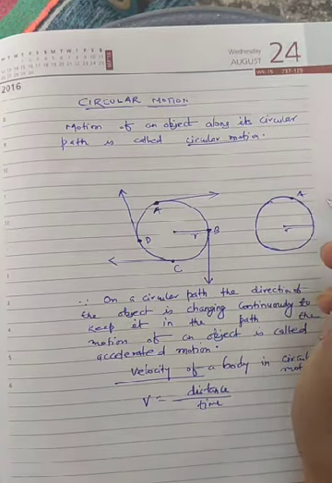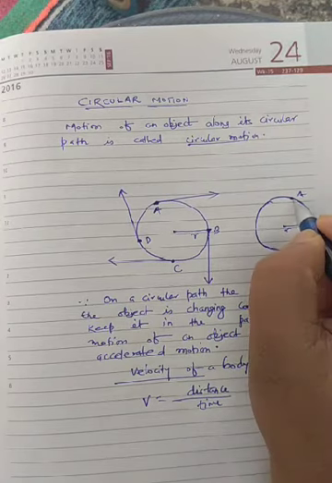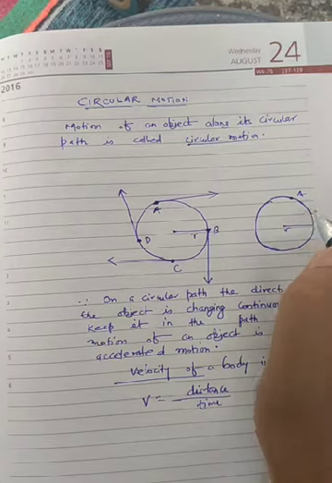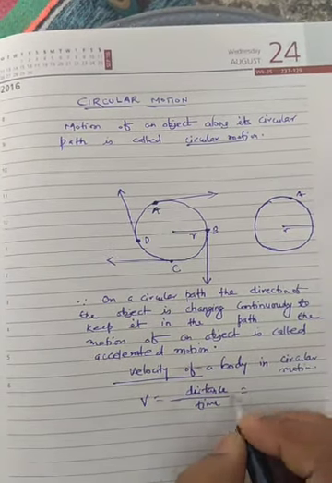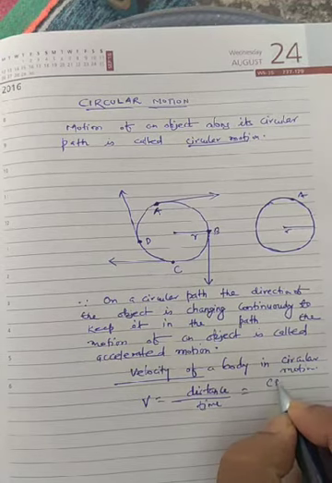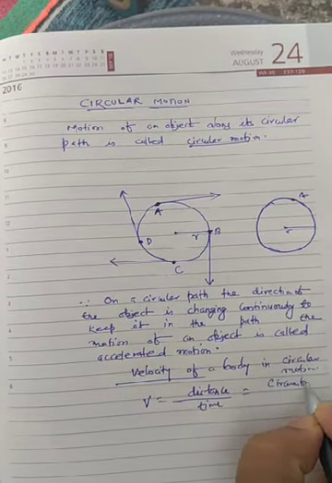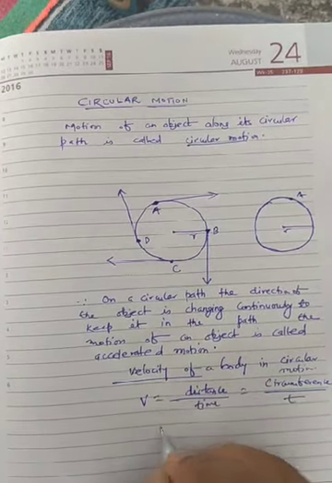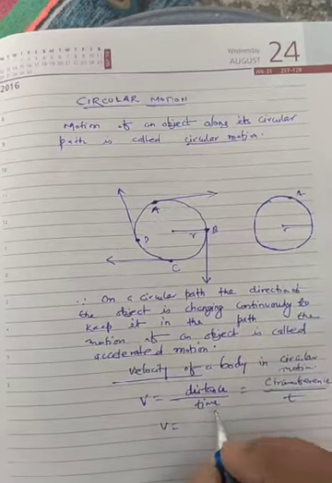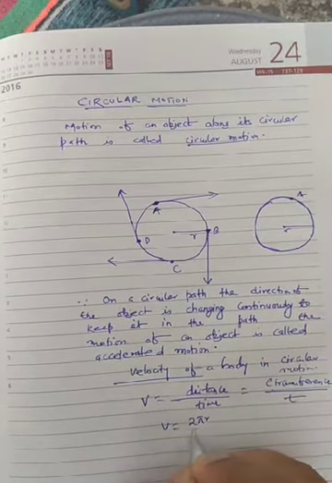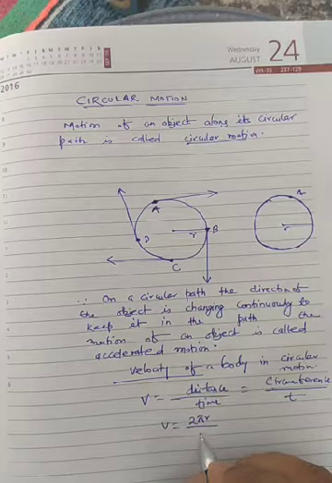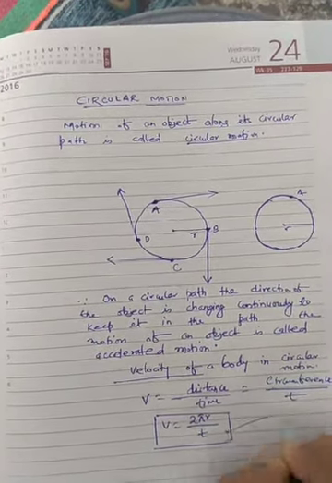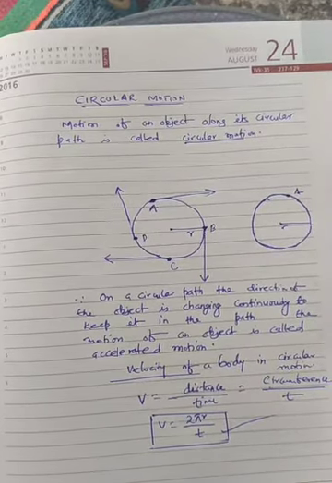It means completing one rotation. So completing one rotation means what? Covering the circumference of the circle. So that's the distance. So in place of distance, we write circumference by time. So V equal to, what is the circumference of a circle? What is the formula? We write 2 pi r by time. Time is t. So this is the velocity of a body in a circular path. I hope you all have understood this one.